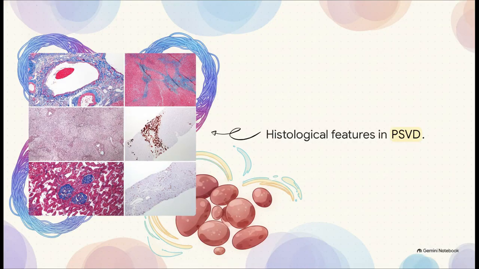Down in the crime lab, so to speak, pathologists are basically looking for two major smoking guns under the microscope. First up is obliterative portal venopathy. This is where those tiny portal veins become thickened with fibrous tissue, or sometimes they're entirely obliterated, just missing altogether. The second clue is nodular regenerative hyperplasia. Because the blood flow is so restricted, parts of the liver literally atrophy, while other parts hyper-regenerate to compensate. This creates these very distinct, tiny nodules, but without the thick fibrotic scarring you'd typically see in cirrhosis.